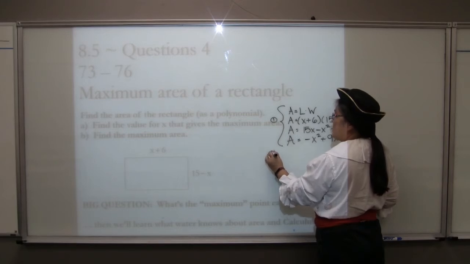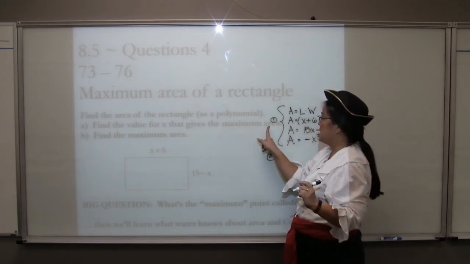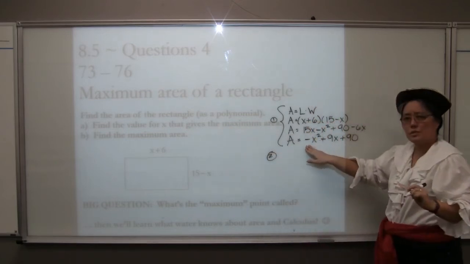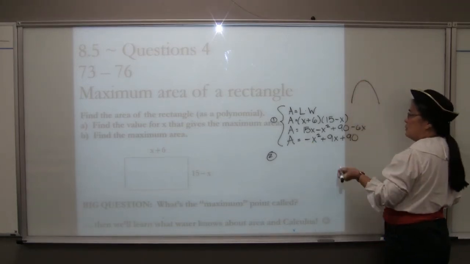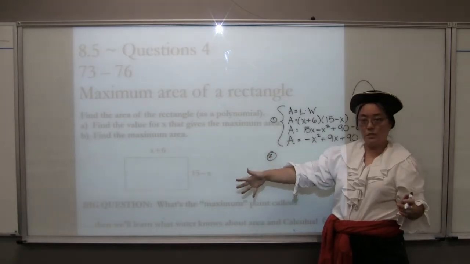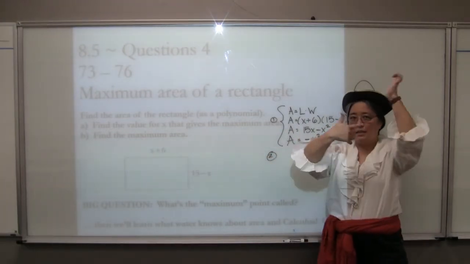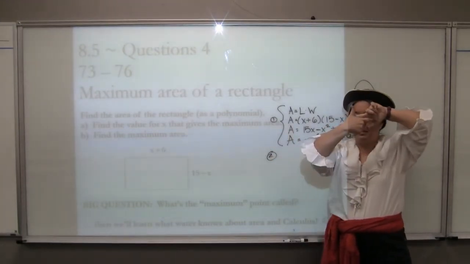Step 2 is to find the value for x that gives you the maximum area. Do you see that this from chapter 3 is an upside down parabola? It will give you the area of this rectangle. Now, let's look at the area of a rectangle. Those are variables, which means that they can change.